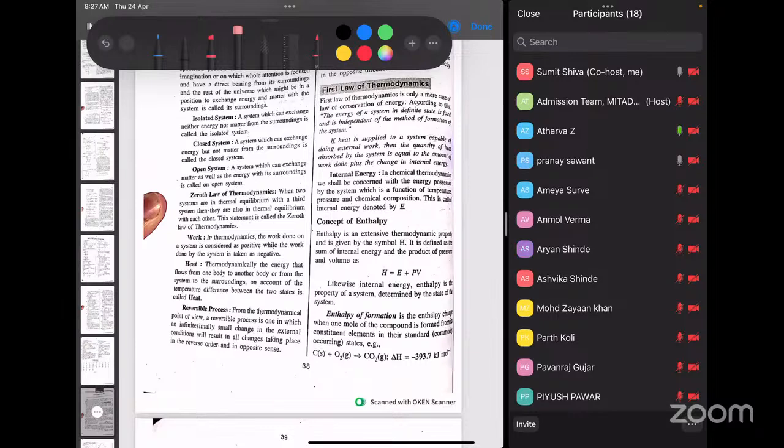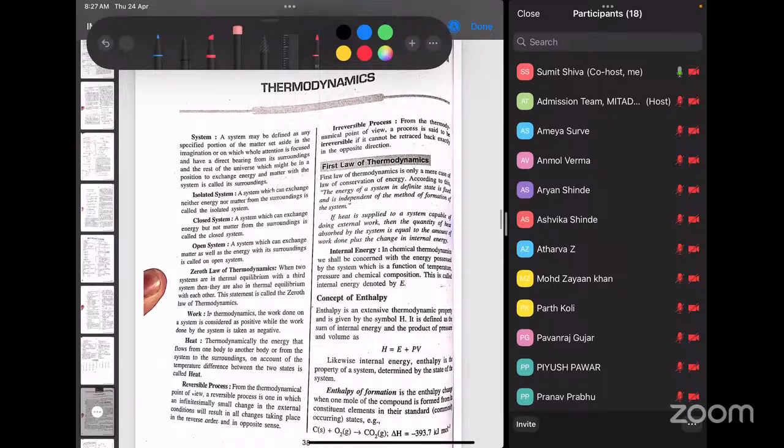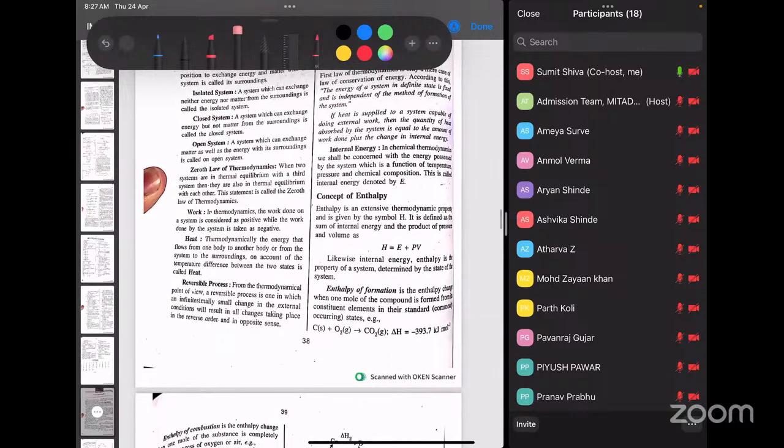Now to study any system, we have certain laws in thermodynamics. The first one is the zeroth law of thermodynamics. The zeroth law states that if we have two different systems and these two systems are in thermal equilibrium with a third system, then these two systems will also be in thermal equilibrium with each other.